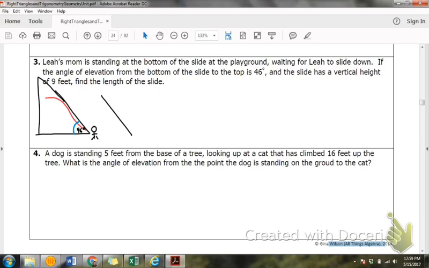Let's just go ahead and complete this triangle. The slide has a vertical height of 9. So where should 9 go? The straight, not the diagonal. Height is straight up and down. So over here should be 9.